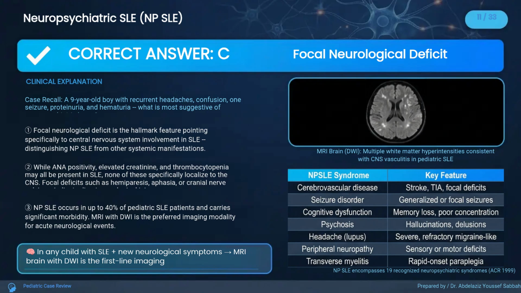Neuropsychiatric lupus occurs in up to 40% of pediatric lupus patients and carries significant morbidity. Magnetic resonance imaging with diffusion-weighted imaging is the first-line imaging in any child with lupus and new neurological symptoms.